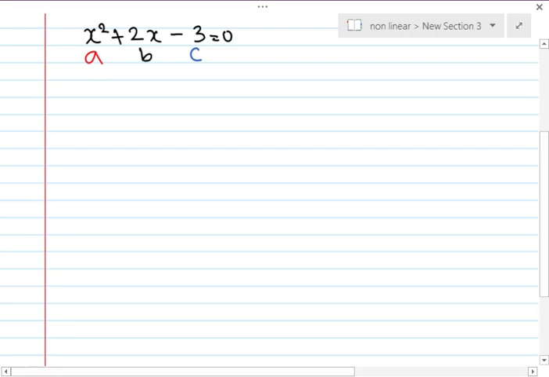Hello everyone, welcome back. In today's section we're going to be treating the non-linear, and we're going to use three methods to solve this. We're going to use the factorization method, the graphical method, and what else? The formula method. Yes.